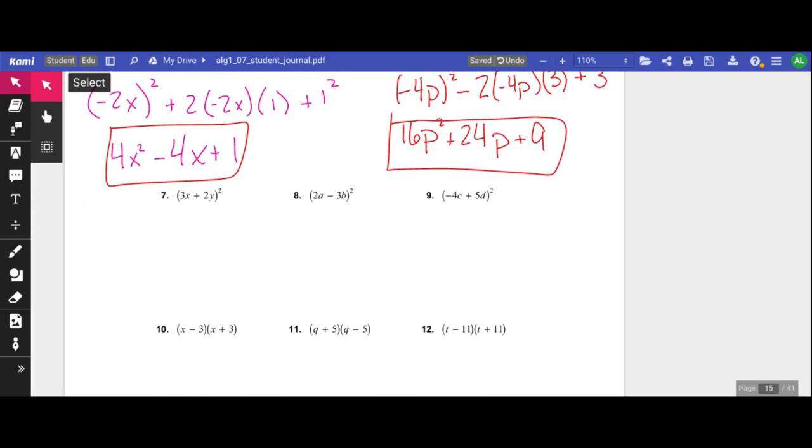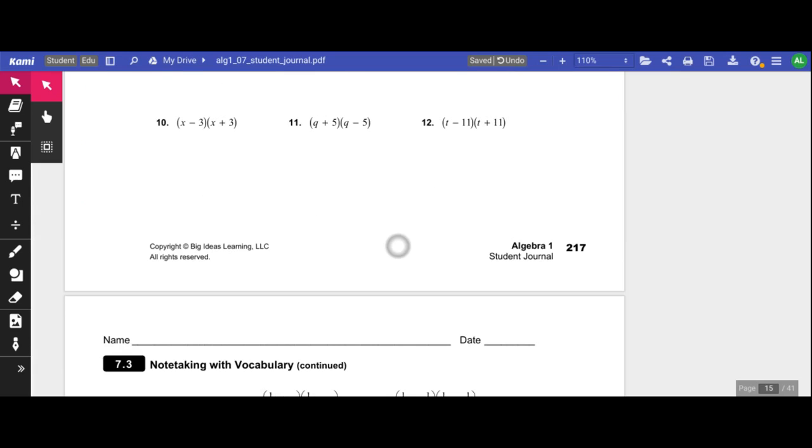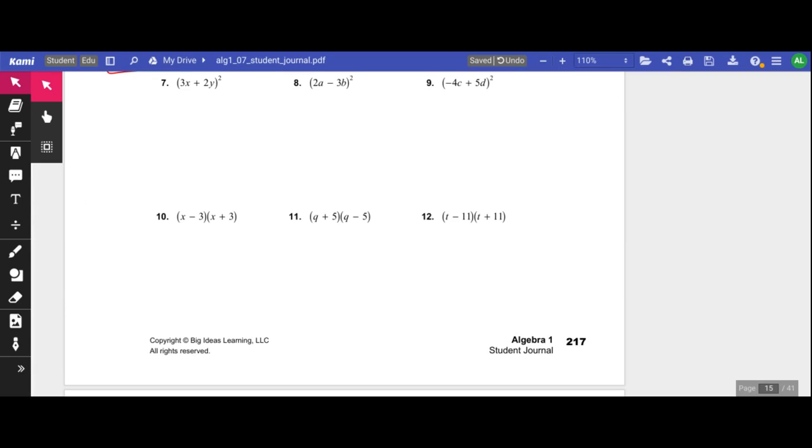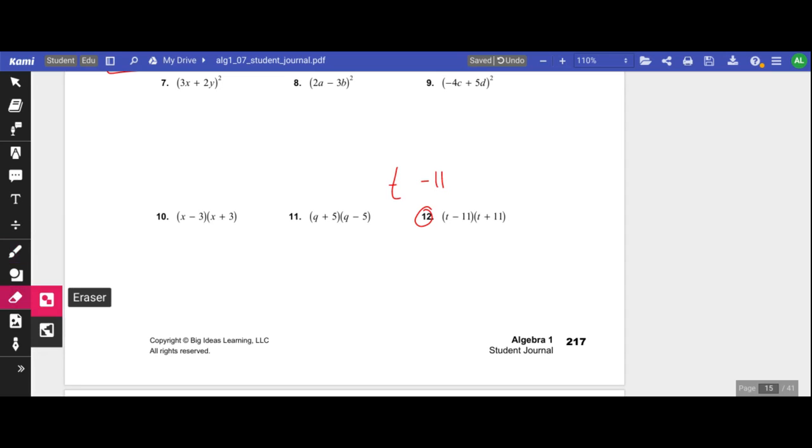Alrighty. Let's go into a plus minus one here. Let's do 12. These are nice and easy usually, just one step. Okay, so t minus 11. So rather than writing out that, let's write out the rule.